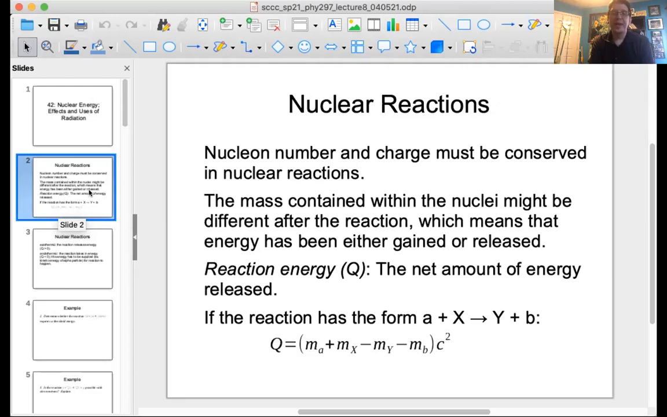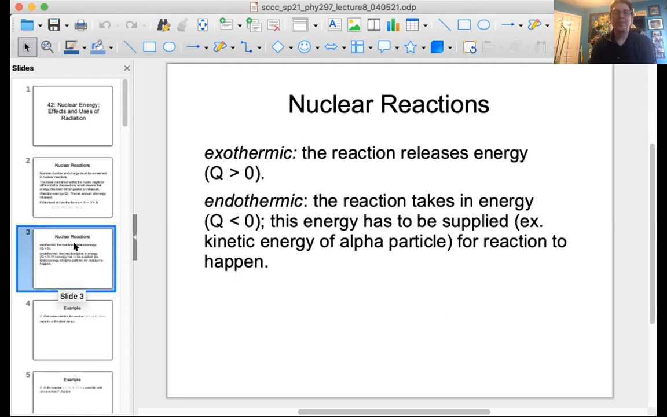So the reaction has the form A plus X becomes Y plus B. Then Q is the rest energy of A plus X minus the rest energy of Y plus B. And so that's the total amount of energy that gets released. If the nuclear reaction is exothermic, the reaction releases energy. If the reaction is endothermic, the reaction takes in energy, which means energy has to be supplied from the outside in order for the reaction to take place.